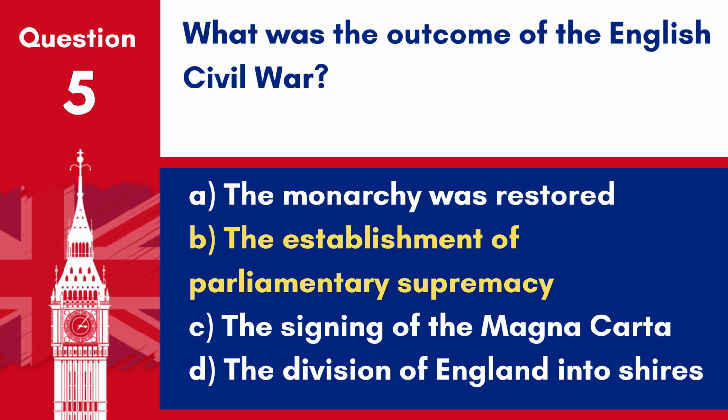Answer. B. The establishment of parliamentary supremacy. The English Civil War, 1642 to 1651, resulted in the trial and execution of Charles I, the exile of his son, Charles II, and the replacement of the English monarchy with, at first, the Commonwealth of England, and then the Protectorate under Oliver Cromwell's rule.